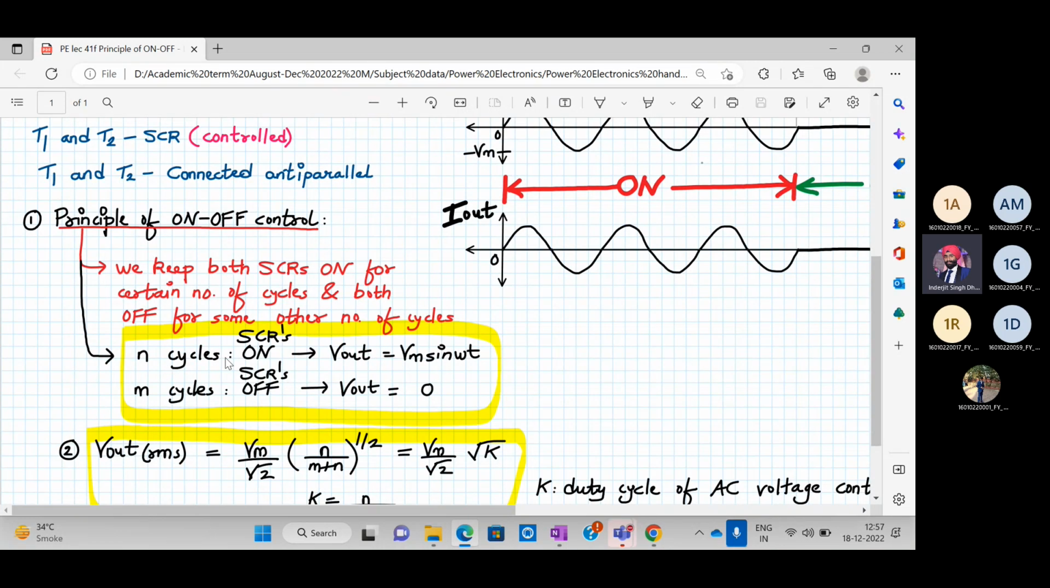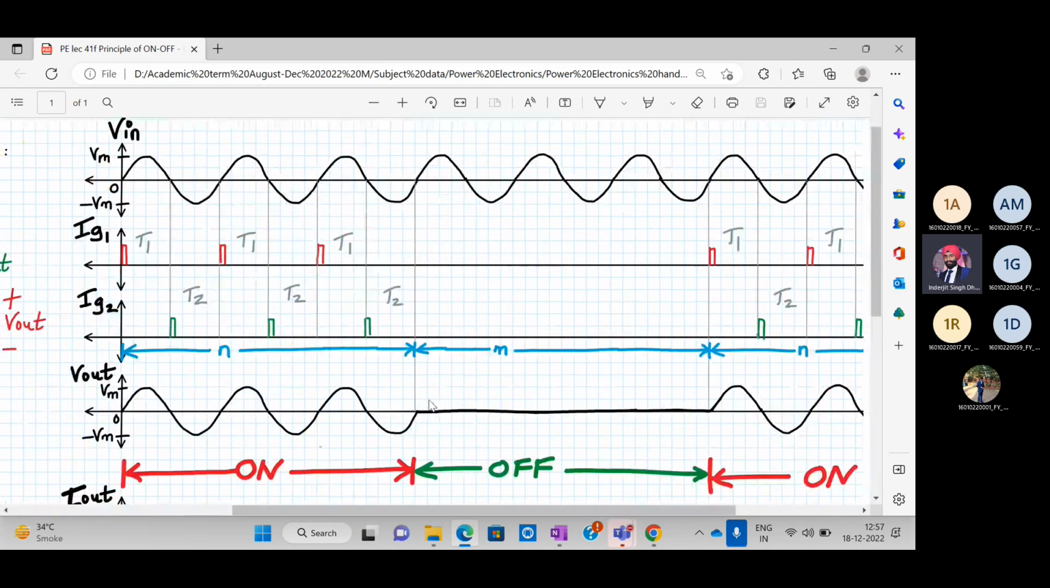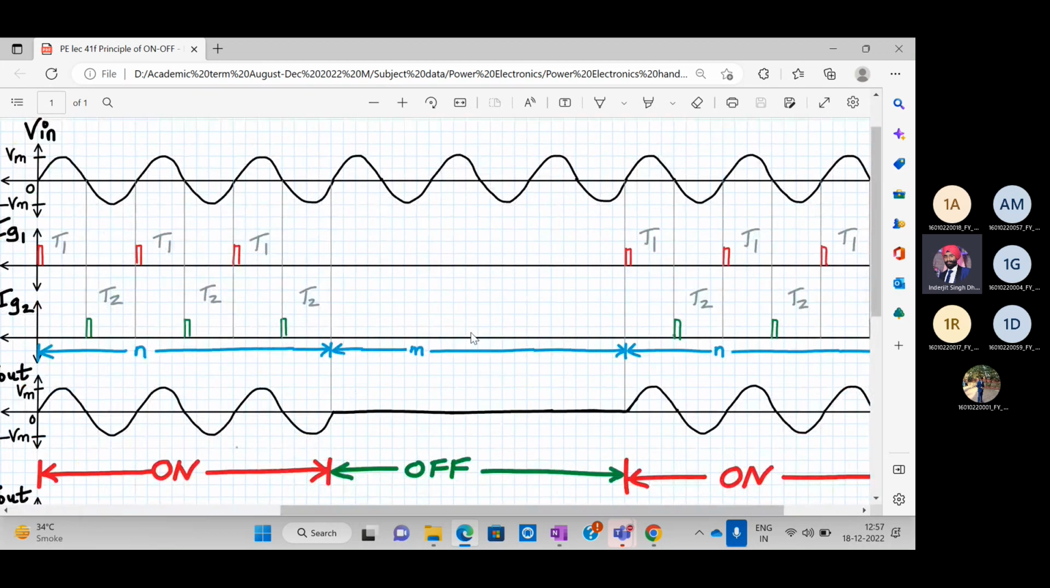Let's say for n cycles you keep the SCRs on. During those n cycles, V out will be equal to Vm sin omega t. And for m cycles, you keep all the SCRs off. There are only two SCRs, so both the SCRs are off, and then the output will be zero. All right, this is the picture, which you all can see.